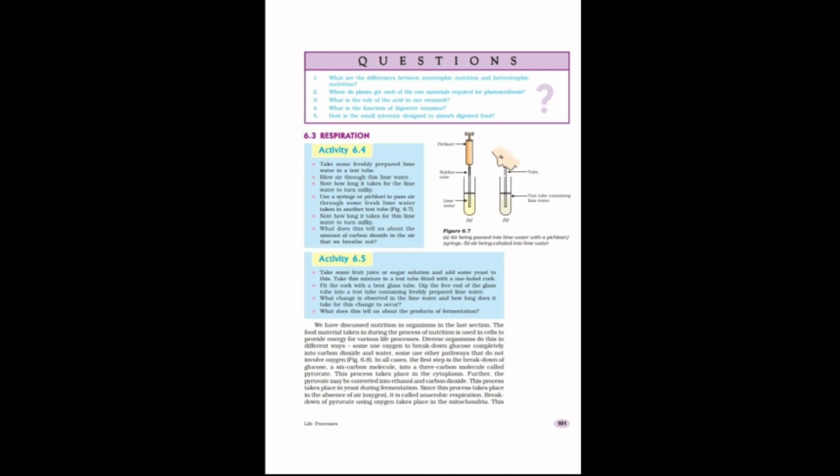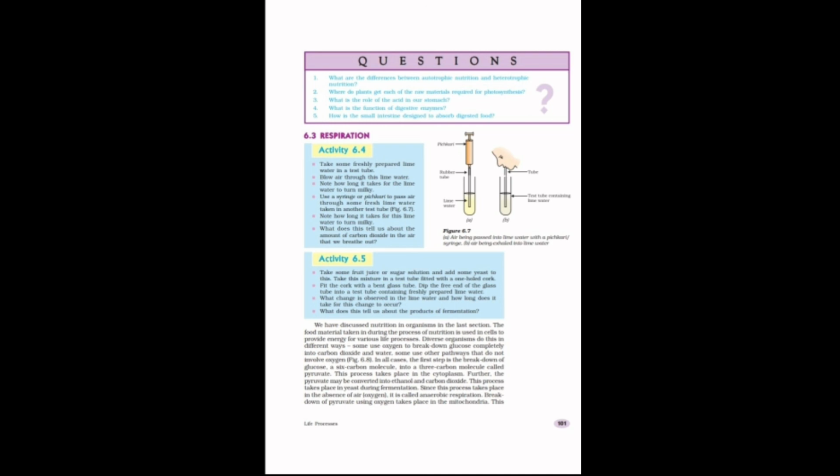Activity 6.5. Take some fruit juice or sugar solution and add some yeast to this. Take this mixture in a test tube fitted with a one-hole cork. Fit the cork with a bent glass tube. Dip the free end of the glass tube into a test tube containing freshly prepared lime water. What change is observed in the lime water, and how long does it take for this change to occur? What does this tell us about the products of fermentation?